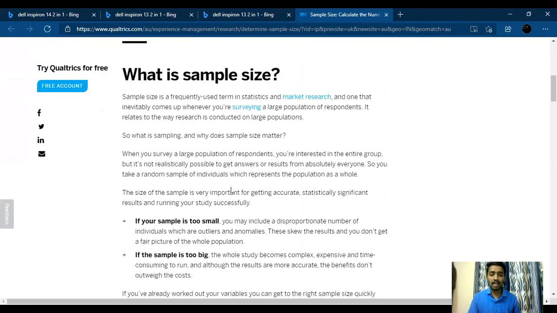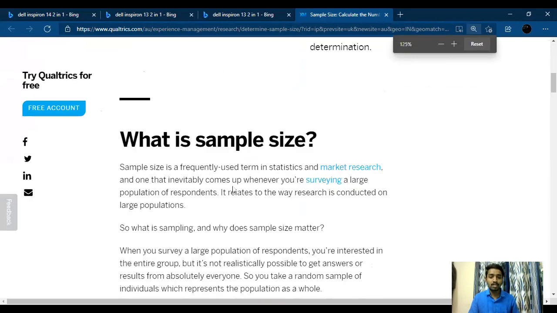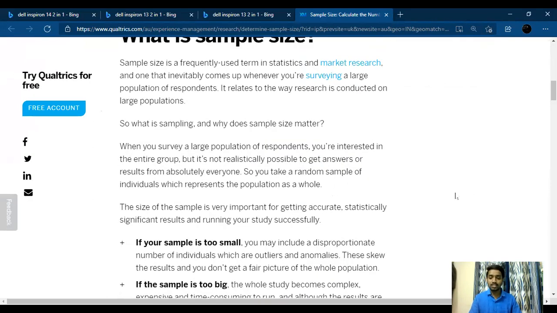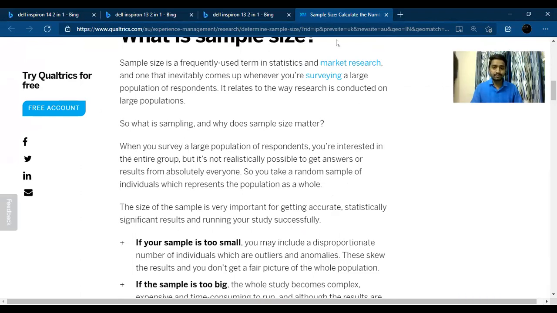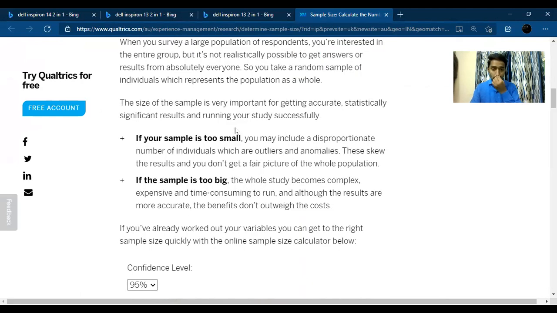Here we have certain important points to remember. I'll go through them as I scroll down. You can look over them. The first one is that sample size is frequently used to determine the statistics in market research. We already know this. I'll show you how your size matters.